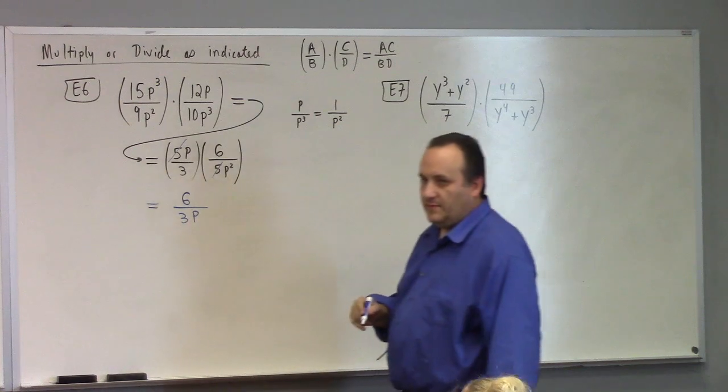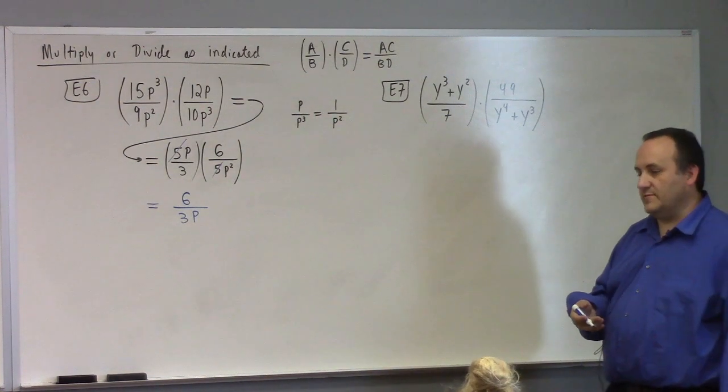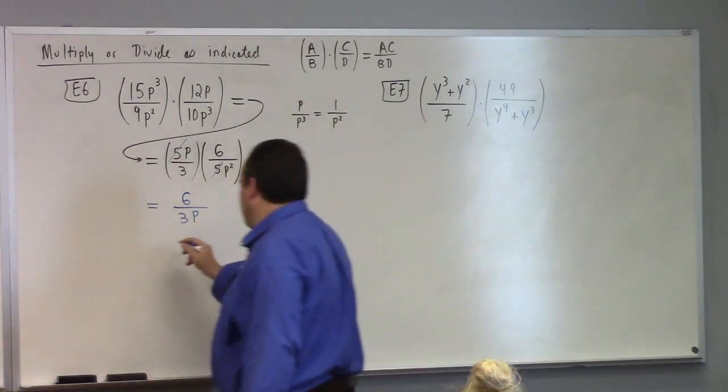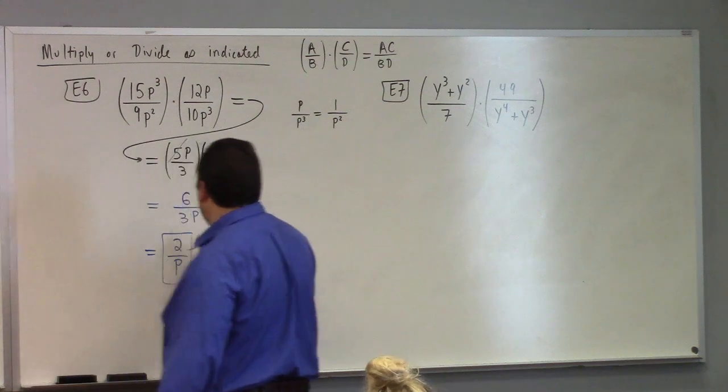So we have 6 over 3p. Can we simplify that? 2 over p. Yes. 2 over p. Right, 2 over p. And there you have it.